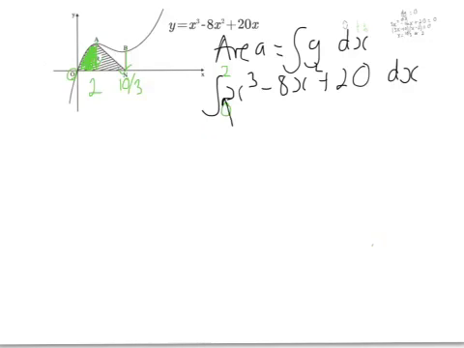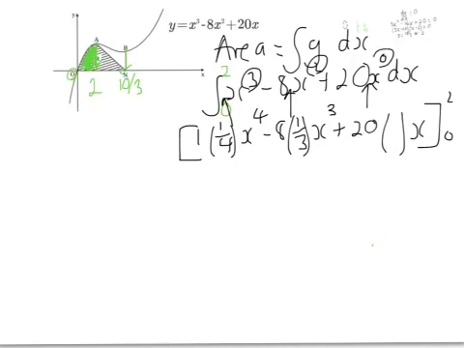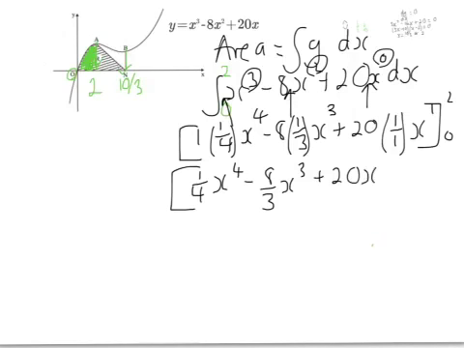Okay, so let's start off with our integration. I'm going to put brackets in: x cubed minus 8x squared plus 20x to the 0, and I'm going between 2 and 0. So I'm going to add 1 to the power, it's 4, and flip it. Add 1 to the power, it's 3, and flip it. Add 1 to the power, it's 1, and flip it. And I'm going to get a quarter x to the 4 minus 8 over 3 x cubed plus 20x to the 1, and that's going in between 2 and 0.